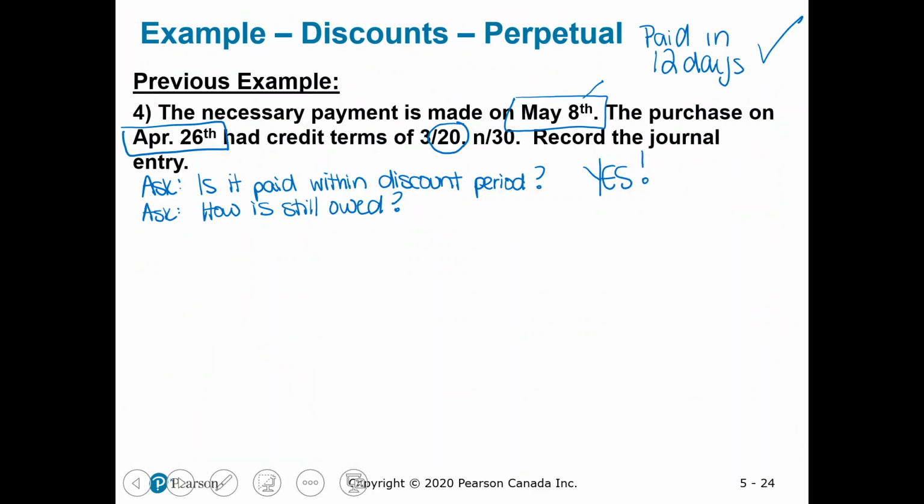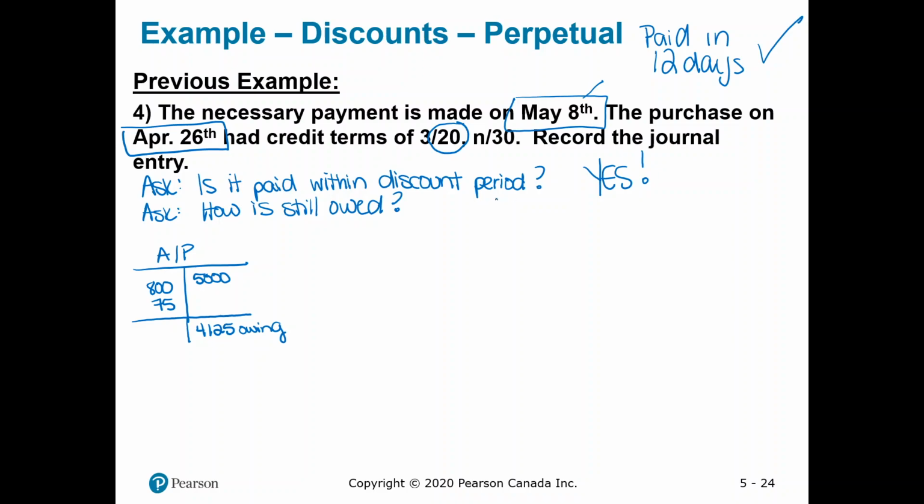The best way that I like to do this is just in a quick T account. So the original purchase, we credited AP for $5,000, but then we had the return for $800, which reduced that. And then on May 1st, we had the allowance. So that also reduced the amount we needed to pay. So after these 3 transactions have happened, we're left with $4,125 that's actually owing on this invoice. So that's the amount we're going to work with.